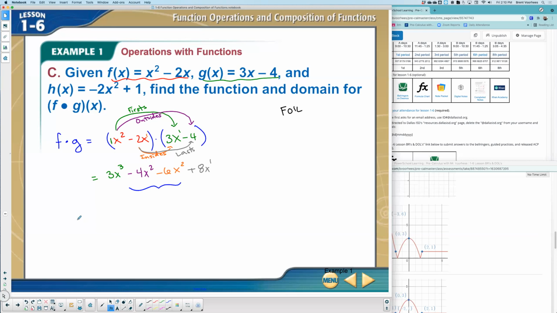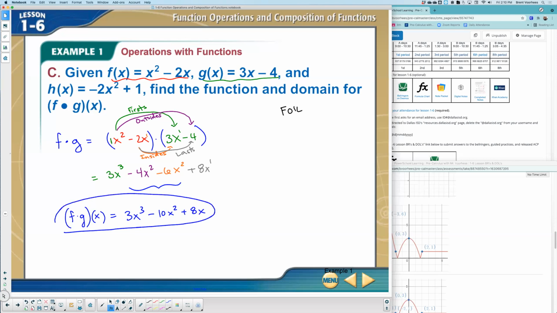I can combine those. So f times g of x would equal 3x cubed, minus 4x squared and minus 6x squared. If you think of money, it's like saying I owe $4, I owe someone else $6. How much do I owe total? I owe 10. Plus 8x, and that's my equation.